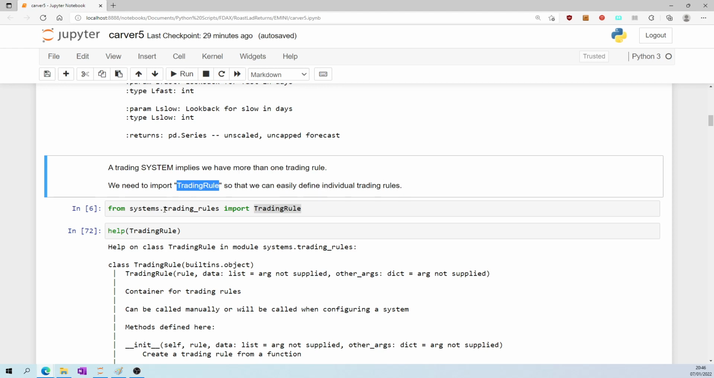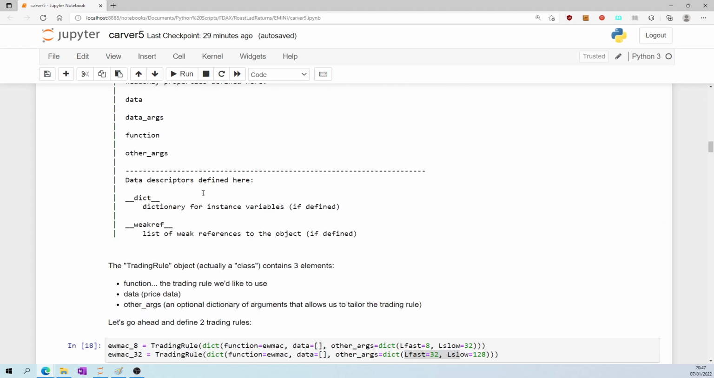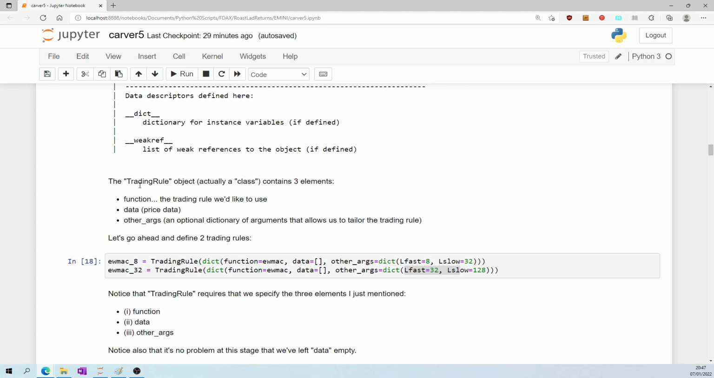From systems.tradingrules, import trading rule. I run help on that, and I have skimmed this text. But briefly, the trading rule object, actually a class, contains 3 elements. Function, meaning the trading rule we'd like to use. Data, meaning the price data. And other args, an optional dictionary of arguments that allows us to tailor the trading rule.